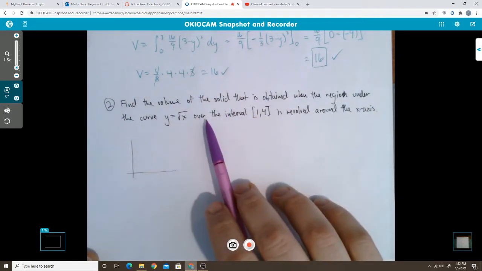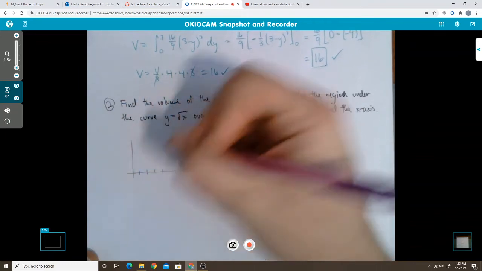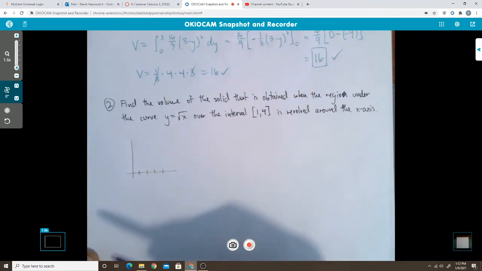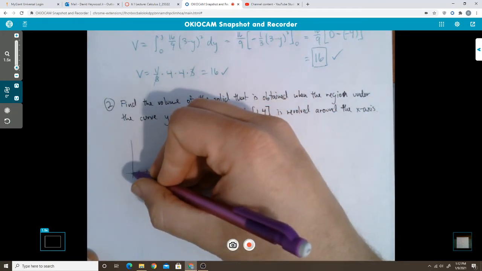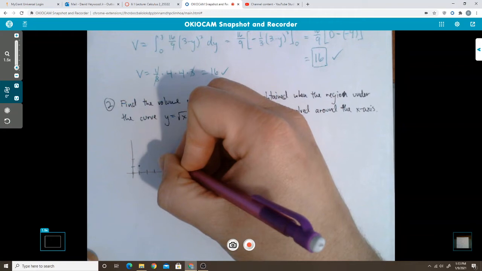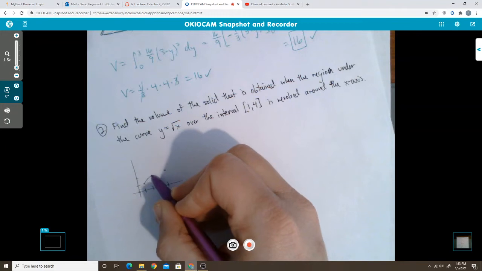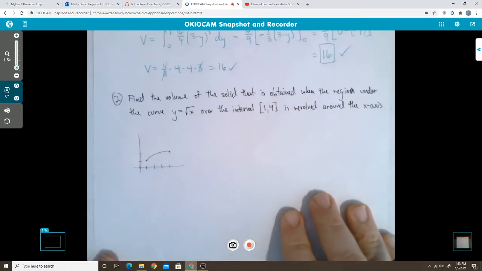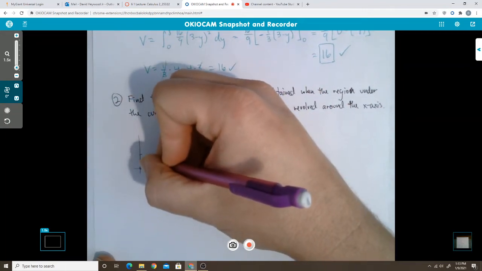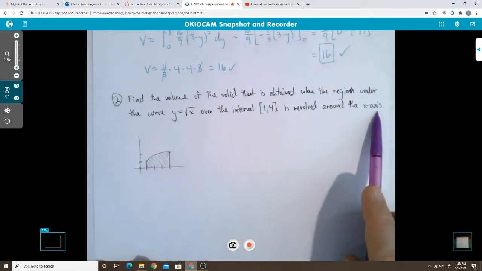So we're interested in the region on the interval from 1 to 4. So 1, 2, 3, 4. And it's the region under the curve y equals square root of x. So square root of x starts at 0, and then it goes up to 1, 1. And then it goes up to 4, 2. So it looks like the curve we're looking at is something like that. And the region that we're looking at is this region right here.